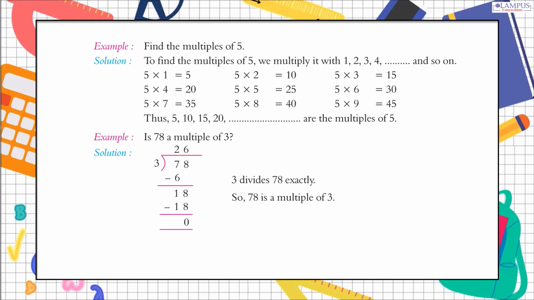Example. Is 78 a multiple of 3? Solution. 78 divided by 3. Quotient equals 26, remainder equals 0. 3 divides 78 exactly. So, 78 is a multiple of 3.